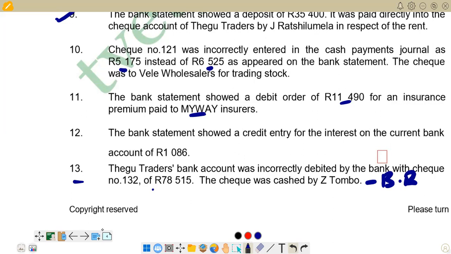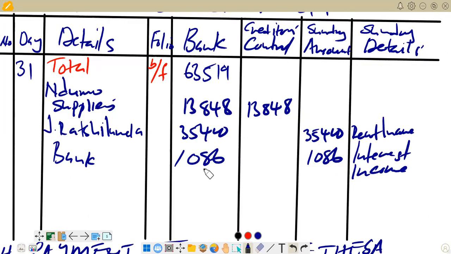So we can go and balance our journals. So what are we saying? We are just adding there to get the total. I'll just add 63,519 plus 13,848 plus 35,400 plus 1,086. Then obviously the total that you are supposed to get there is 113,850.